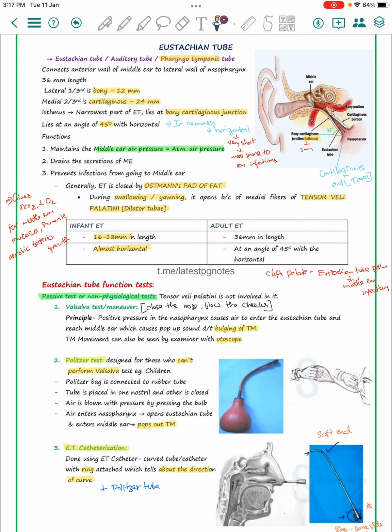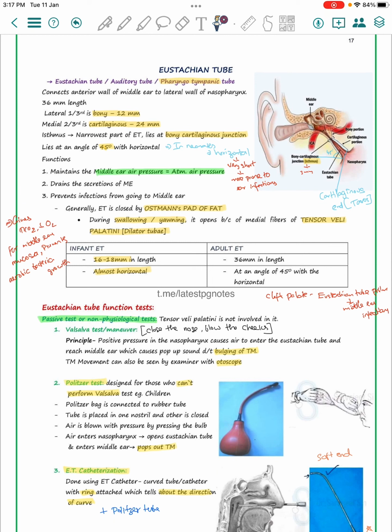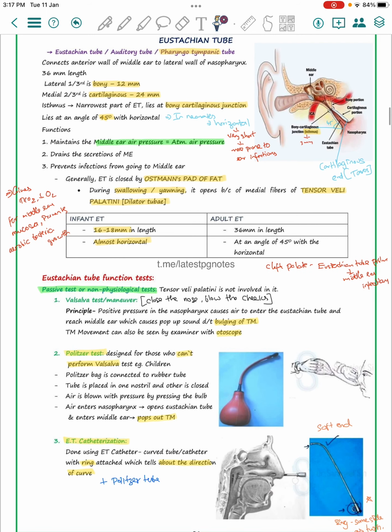Okay guys, another important function is this: as we breathe and expire, some amount of carbon dioxide comes through the nasopharynx into the Eustachian tube and into the middle ear. So it gives more carbon dioxide and less oxygen for the middle ear mucosa, so it prevents the growth of aerobic bacteria.